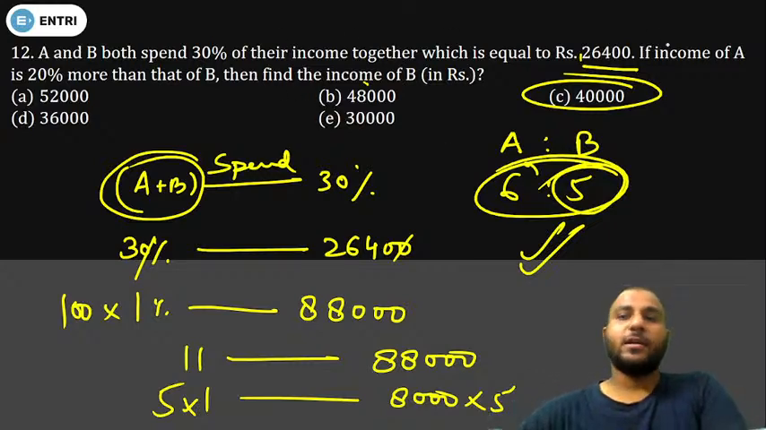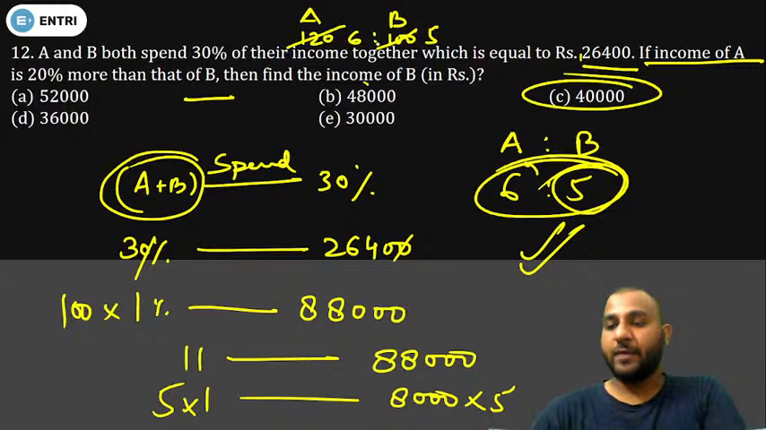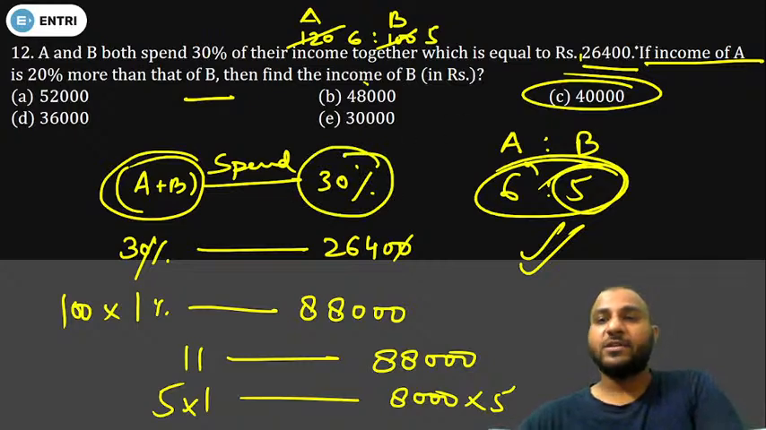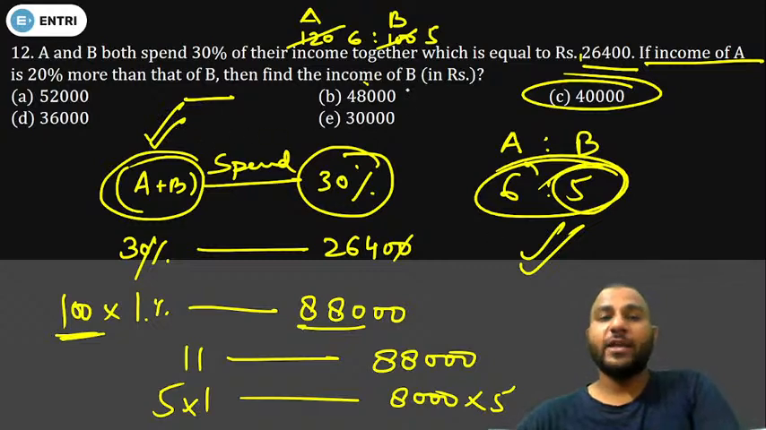6:5, how? Look, the statement given is that the income of A is 20% more than B, which means you will consider B as 100, then A will become 120, which means the ratio will be 6:5. Sai, remember this. A and B's total expenditure is 30%, which is equal to 26,400. So 1% equals 880 rupees. When we multiply by 100%, we'll get the total expenditure of A and B. The income of A and B is in the ratio 6:5, which means it will be equal to 11 ratio. Okay, very good.